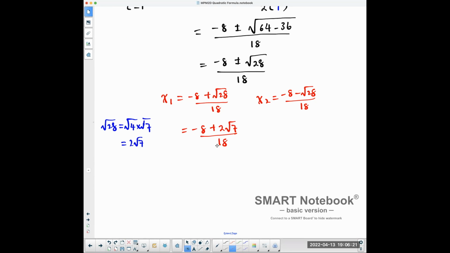And because they are all even numbers, you can divide all 3 terms by 2. So factor out the 2 and cancel. The final answer would be negative 4 plus square root of 7 over 9. And the second answer would be negative 4 minus square root of 7 over 9. So that's how you use the quadratic formula.